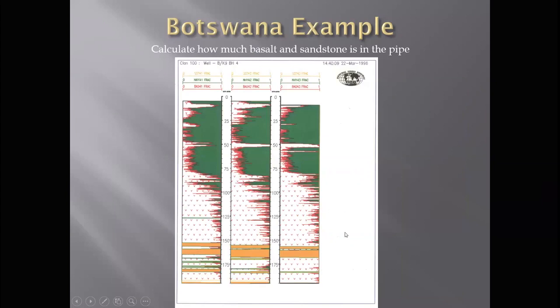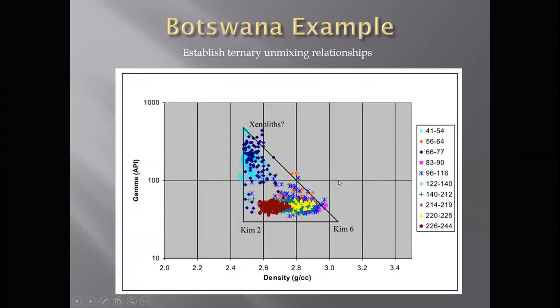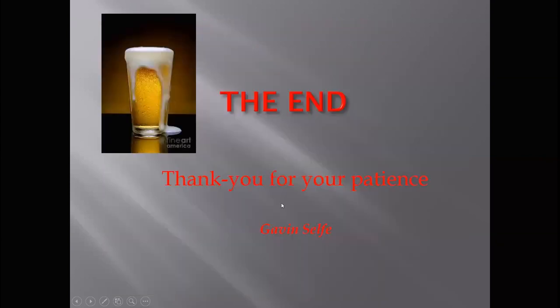So essentially, you are logging the hole, in this case an RC hole, so very difficult to log, no core. It's just from chips. It's telling you exactly what percentage you have of basalt and kimberlite at any one point. Essentially, that's what we do with these unmixing relationships. Thank you very much. That's the end of it.